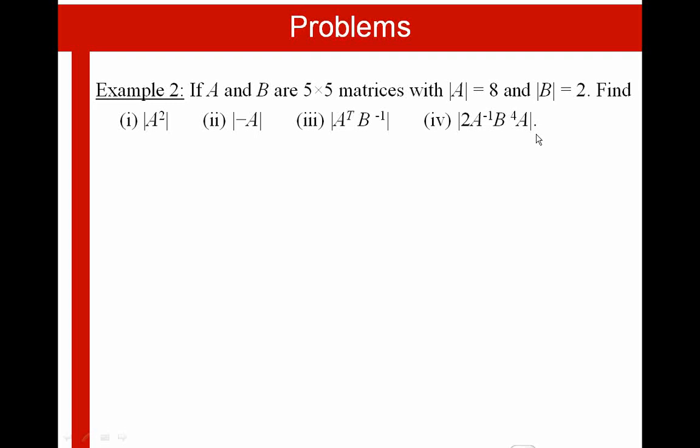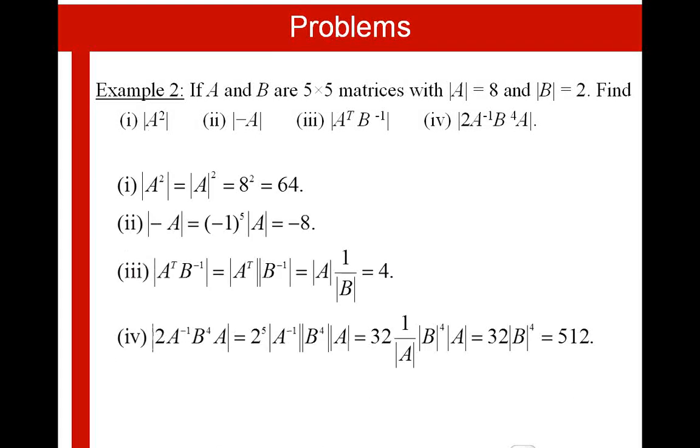Let's start off by calculating the determinant of A to the power 2. As we have seen before from the properties, this is the same as calculating the determinant of A raised to the power 2. But we have the determinant of A as being equal to 8. 8 to the power 2 is 64.